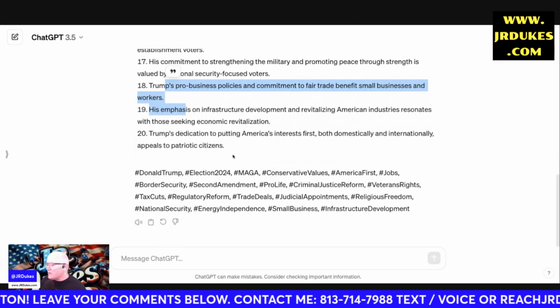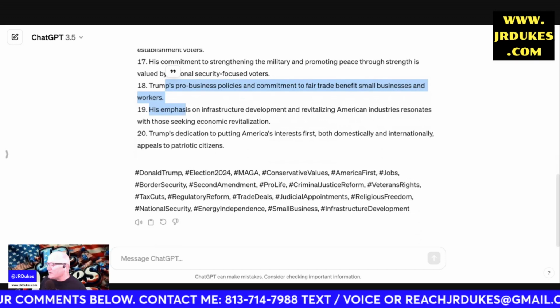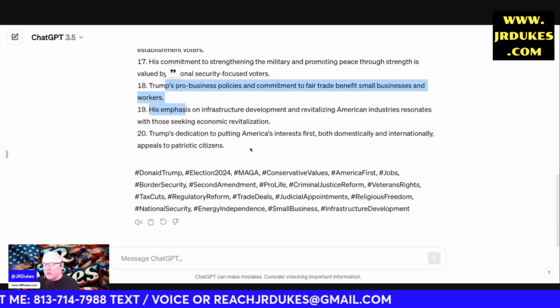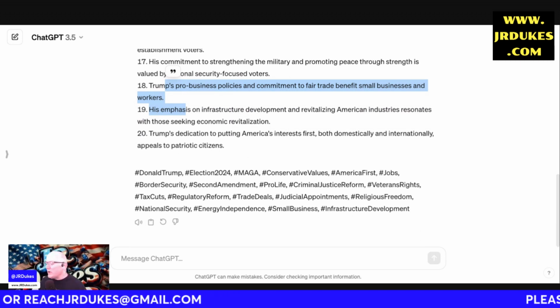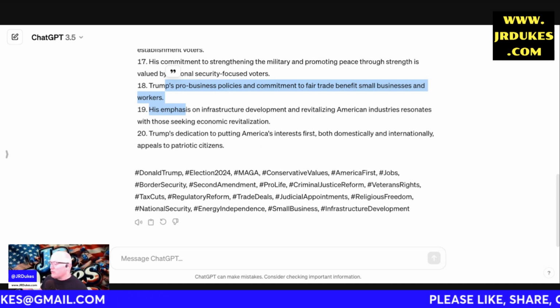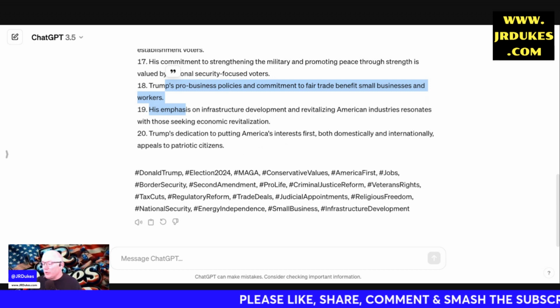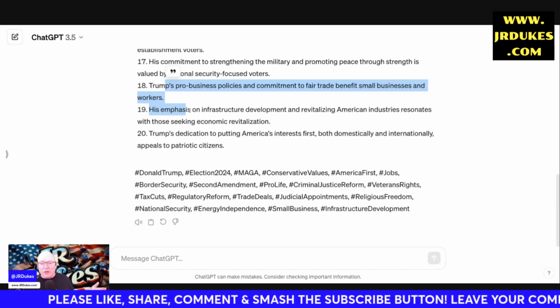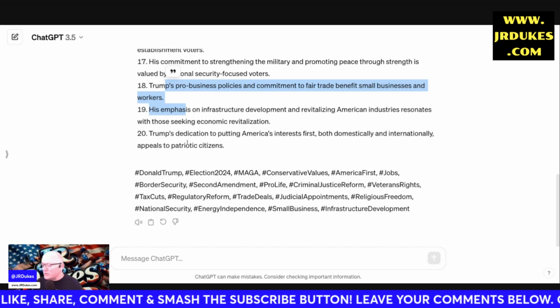Trump's pro-business policy and commitments to fair trade benefit small businesses and workers. His emphasis on infrastructure deployment and revitalizing American industries resonates with those seeking economic revitalization. And finally, 20, Trump's dedication to putting America's interests first, both domestically and internationally, appeals to patriotic citizens. I like all these points. Which one do you like the best? If you would, put it in the comments below for me.